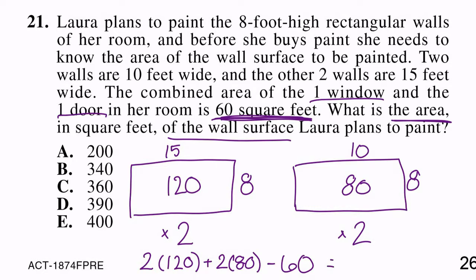When we type all this in our calculator, we get 340. So 340 square feet need to be painted, which matches our answer choice B. So our answer to number 21 is B.